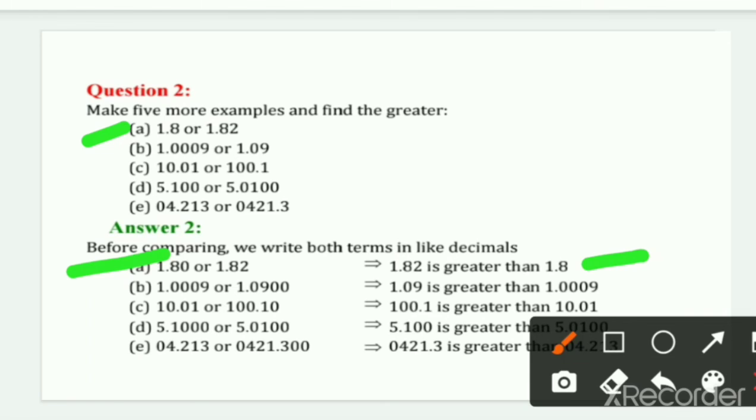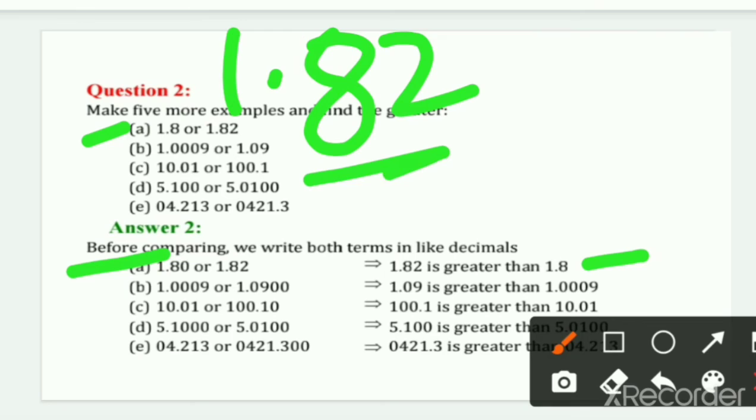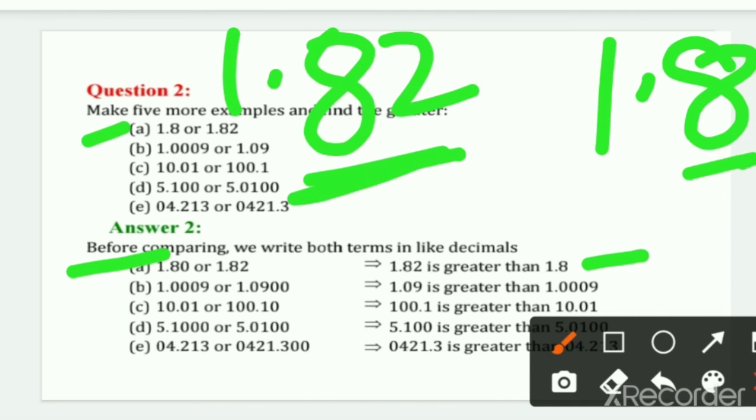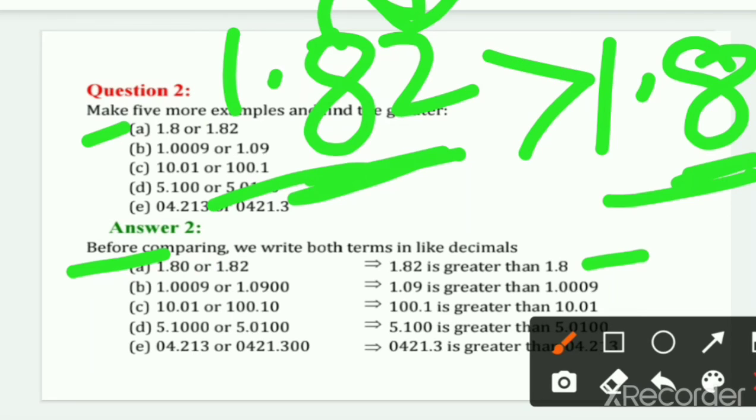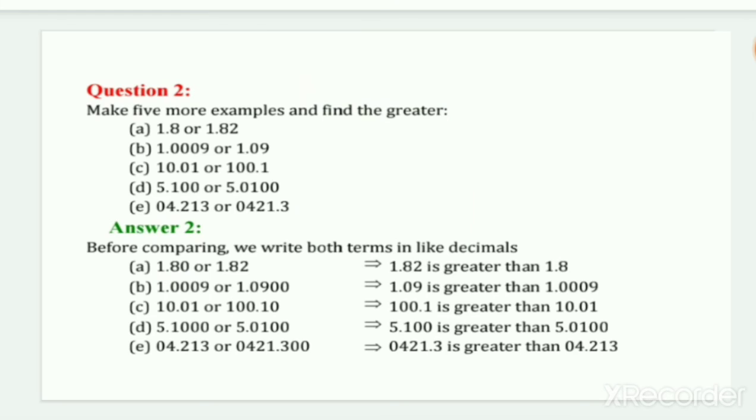Okay, because this is 1.82. After the decimal point we have 2 digits, but here after the decimal point we have only 8. So this is similar, both 1.8, 1.8, but here we have 2 also, so this one will be greater than 1.8. Now we have the B part.